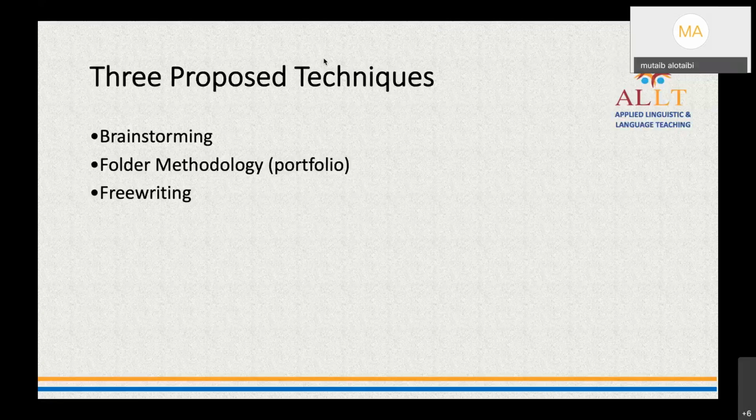The three proposed techniques are brainstorming, portfolio, and free writing. Every dilemma has a solution. So introducing teaching writing techniques can effectively develop students' writing skills and performance. These techniques do not have to be utilized at once or consecutively. Teachers may use any or all of them based on their context and the students' needs.